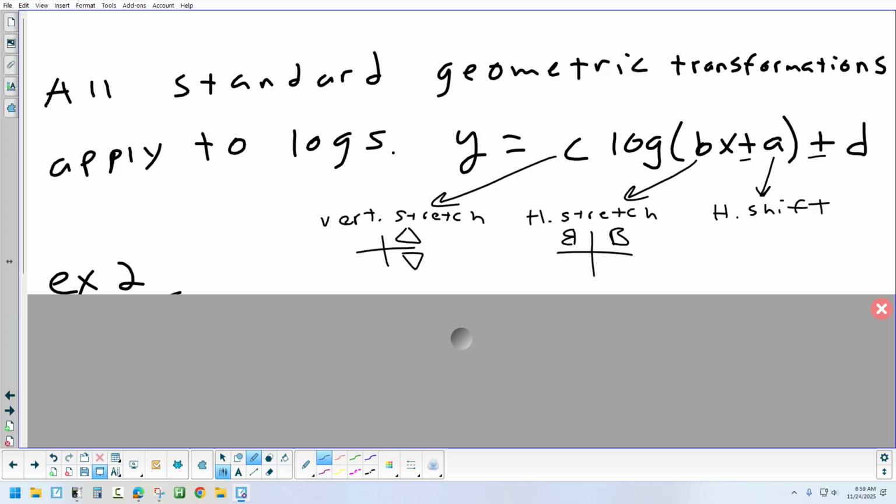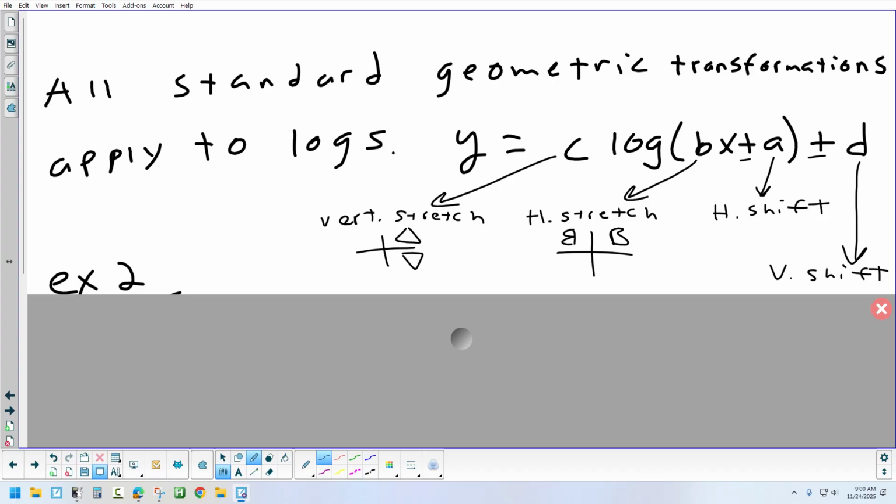All right, and our last transformation is D. It's like A. It's adding or subtracting, but now it's on the outside. So what does D do to the graph? It'd be a vertical shift. Yep, that's your vertical shift. And a positive would shift the graph up for D, and a negative would shift it down.